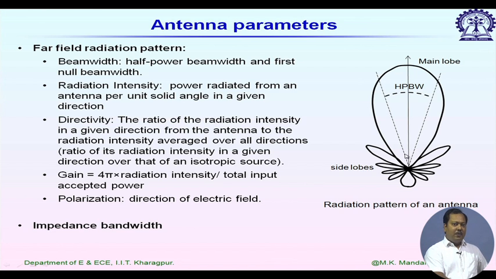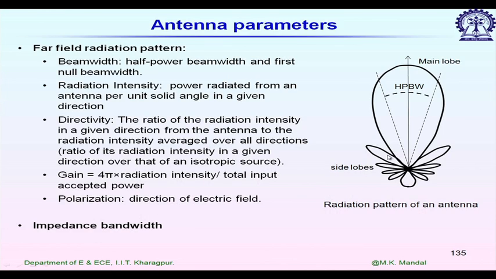Next, another important parameter is radiation intensity. How do we define it? It is the power radiated from an antenna per unit solid angle in a given direction. In my desired direction, obviously the radiation intensity will be higher. In other directions, the radiation intensity should be as small as possible.